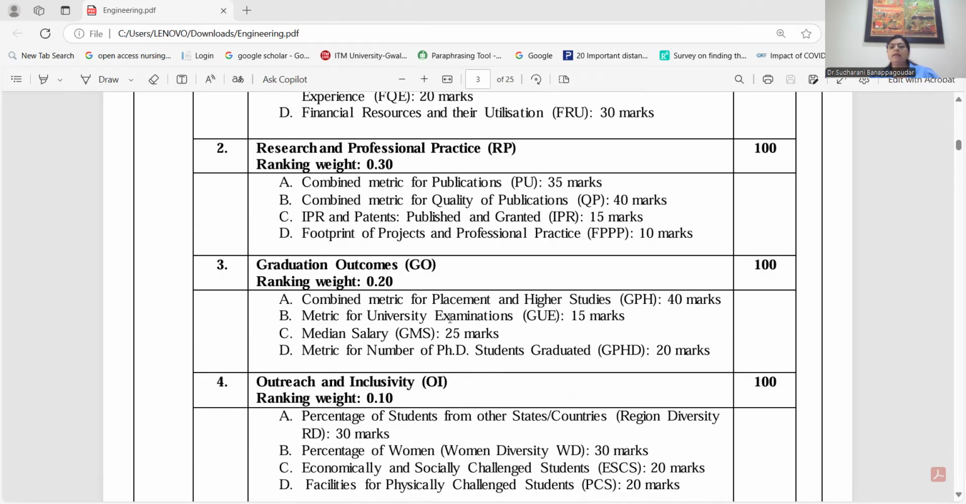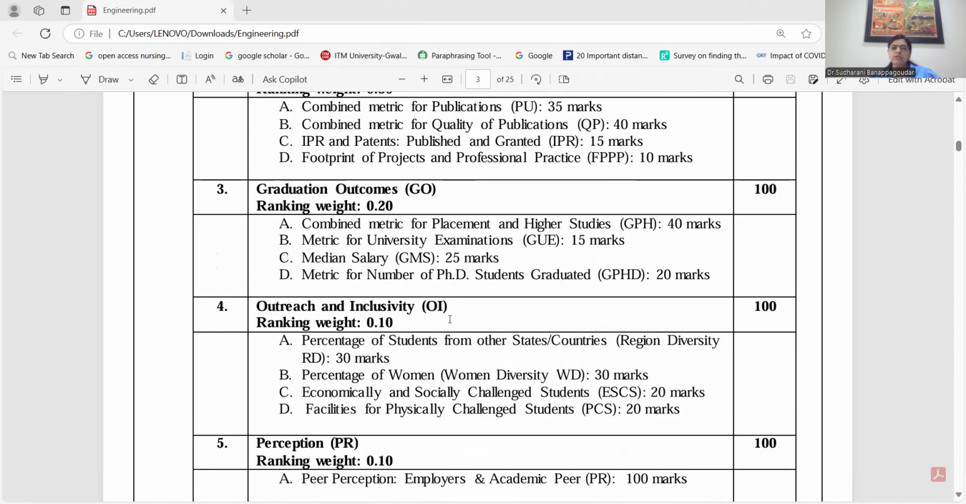The next parameter is graduation outcomes, with sub-parameters which include the combined metric for placement and higher studies, carrying 40 marks, the metric for university examinations of 15 marks, median salary of 25 marks, and the metric for the number of PhD students graduated, which carries a weightage of 20 marks.